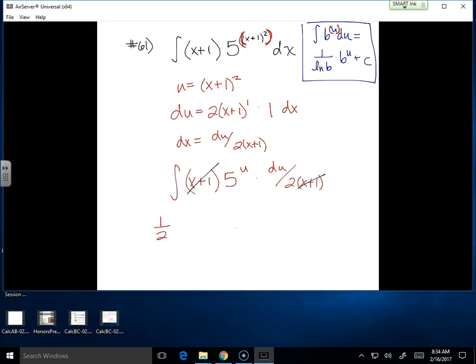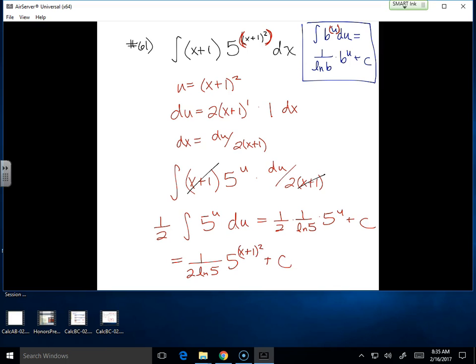So I have 1/2 integral of 5 to the u du. Use your formula. How do I get there? 1/2 times 1 over ln of 5 times 5 to the u. And then I'm going to plug in my x stuff, right? So 1 over 2 ln of 5, 5 to the who's u? x plus 1 squared. Plus c.